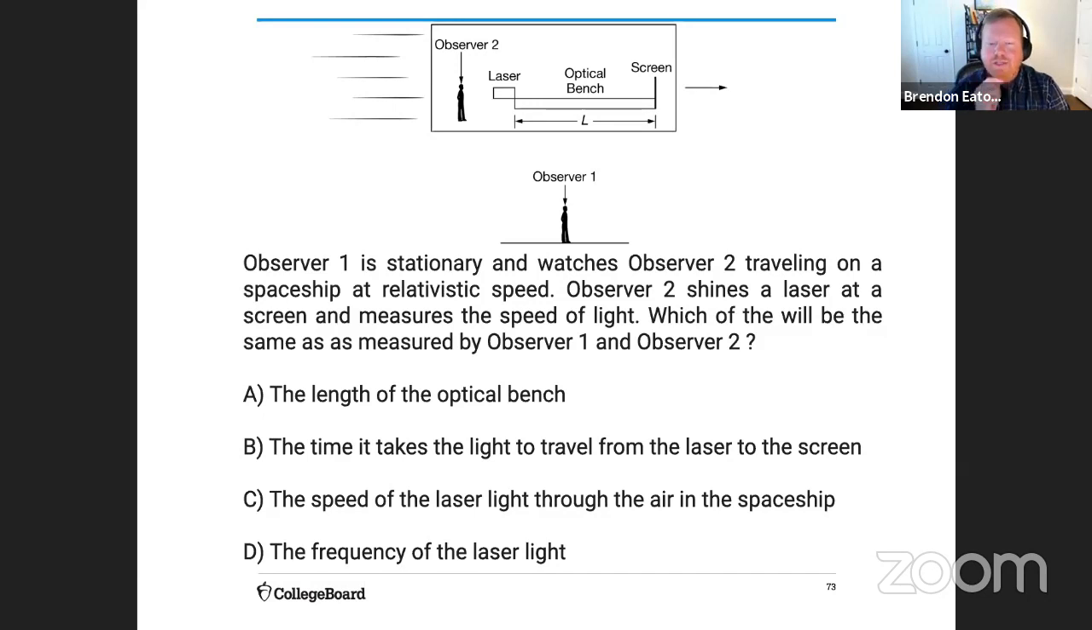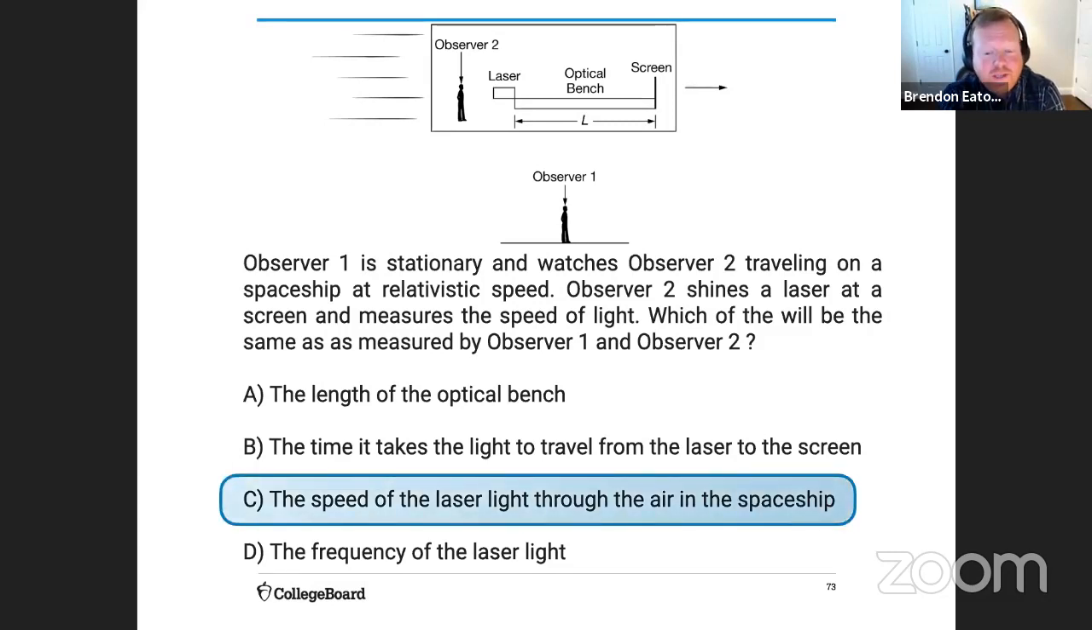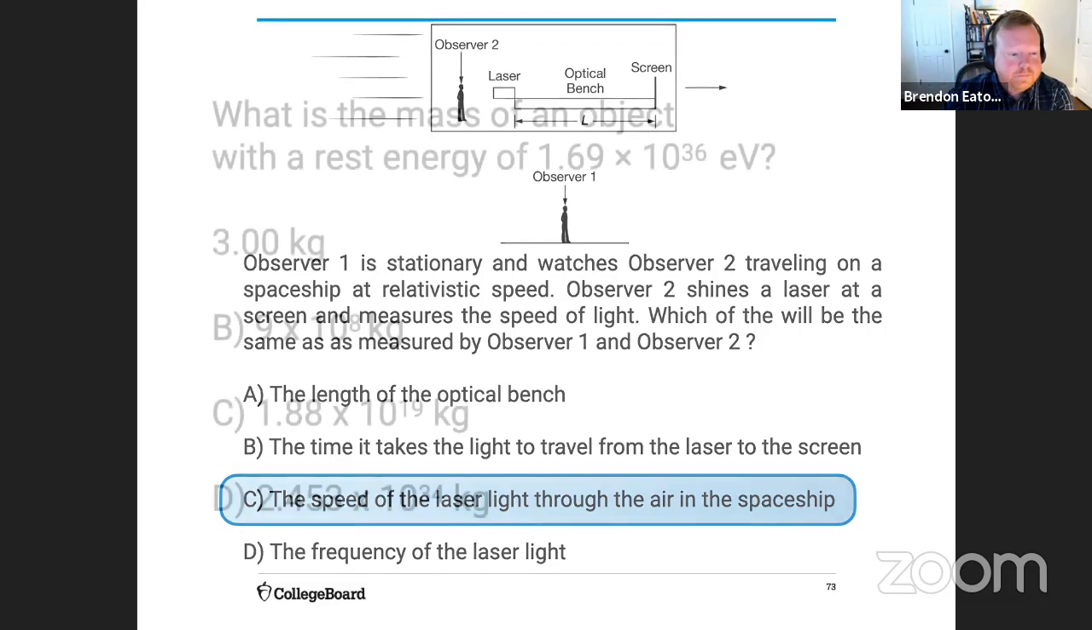I remember Mr. Mancino said something about something that they will never disagree on. And I think it's the speed of the laser light through the air in the spaceship, because both of them can see it and they are not going to disagree on those 2 measurements.